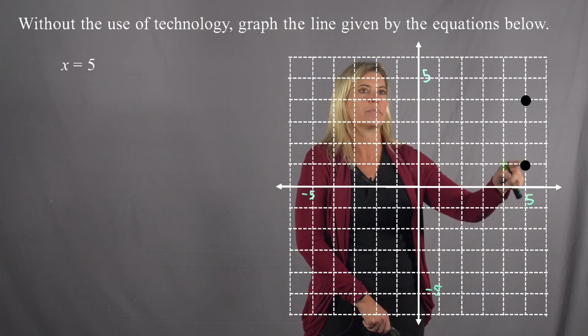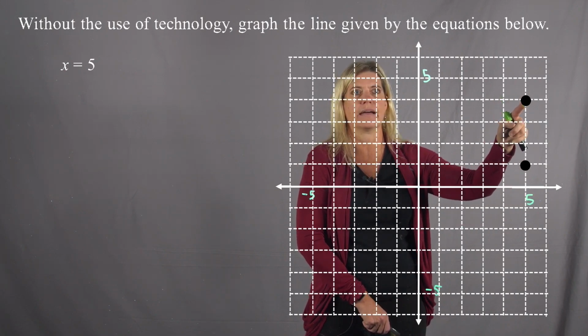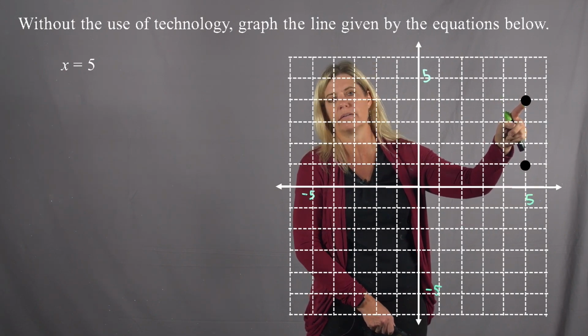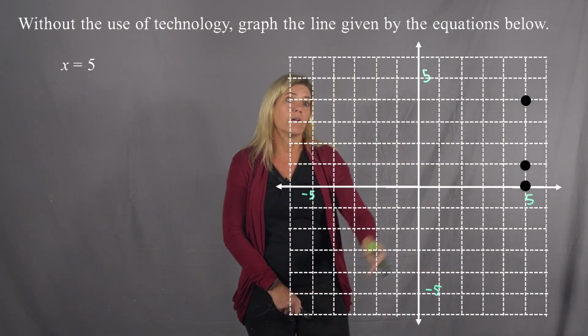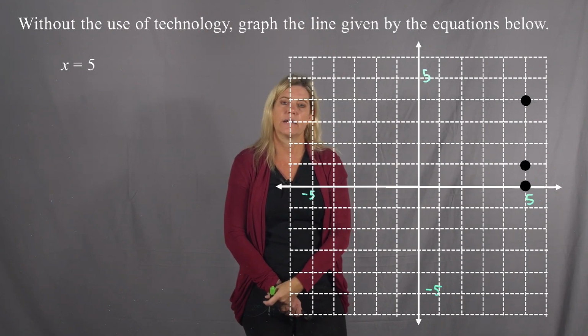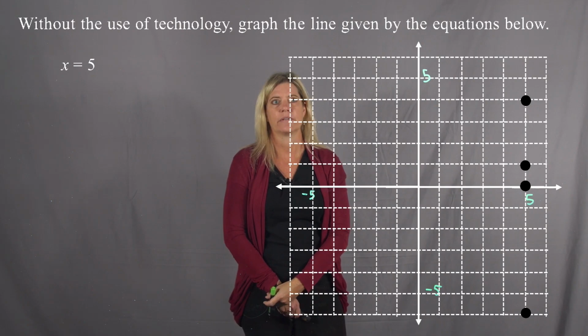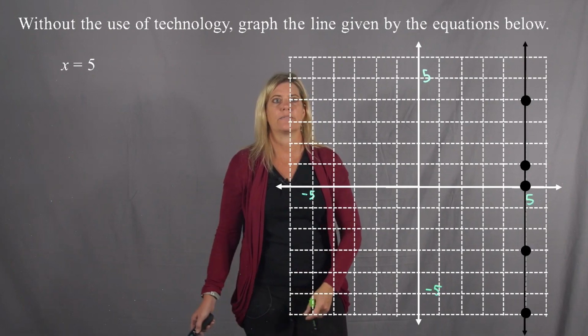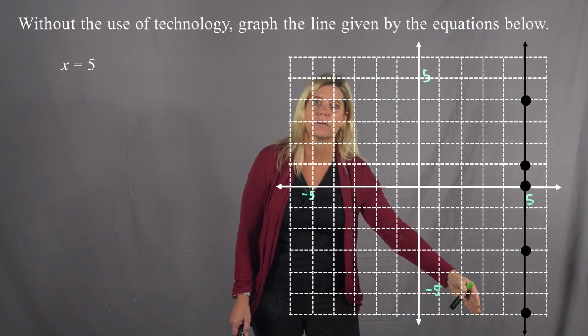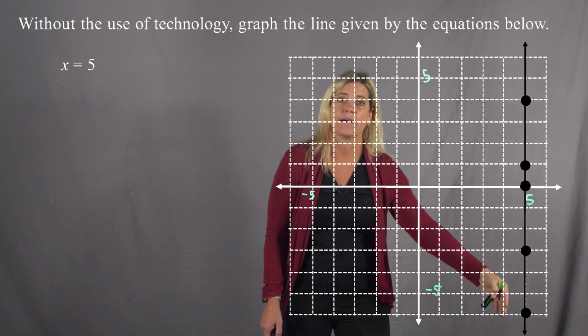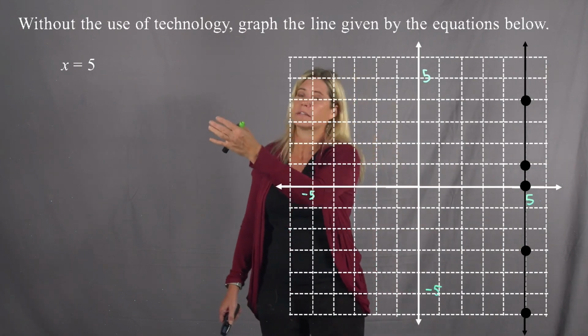I can plot another point. This point here has an x value of 5, has a y value of 4. Here's another point, right? 5, 0. All three of those points so far have an x value of 5. Here's another one, has an x value of 5. Here's another one, has an x value of 5. So I can construct this line that goes vertically through 5, x equals 5, and this is a graph of the line x equals 5.